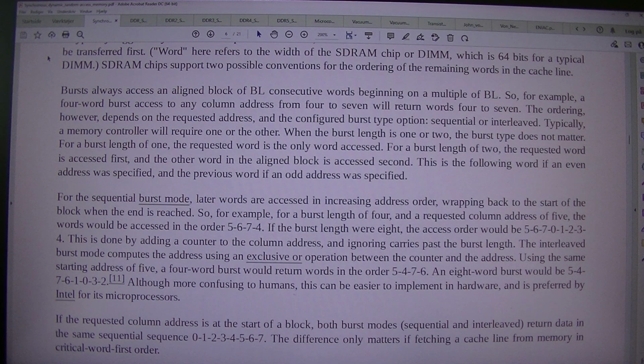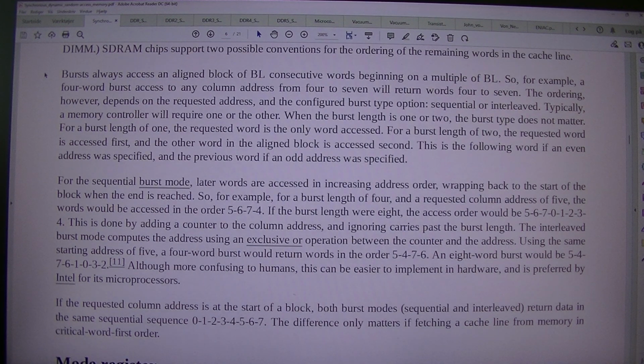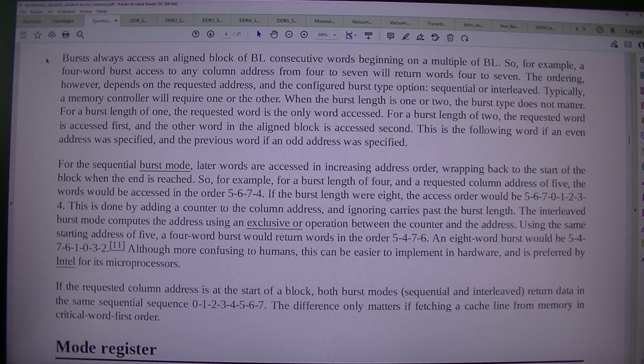SDRAM chips support 2 possible conventions for the ordering of the remaining words in the cache line. Bursts always access an aligned block of BL consecutive words beginning on a multiple of BL. So, for example, a 4-word burst access to any column address from 4 to 7 will return words 4 to 7. The ordering, however, depends on the requested address, and the configured burst type option, sequential or interleaved. Typically a memory controller will require one or the other.